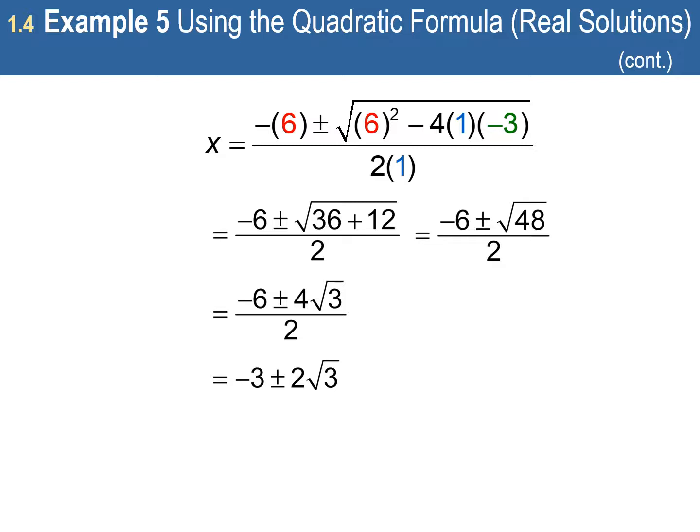And we need to further simplify: factor a 2 out of the negative 6 and the 4, so we can cancel with our denominator. So the answer is negative 3 plus or minus 2 square root of 3. And you can put it into the solution set notation.